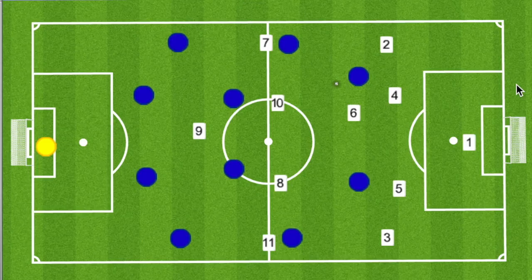A setup with the opponents involved, and I have the ball right here, but like I mentioned earlier, our number 9 is our first line of defense.